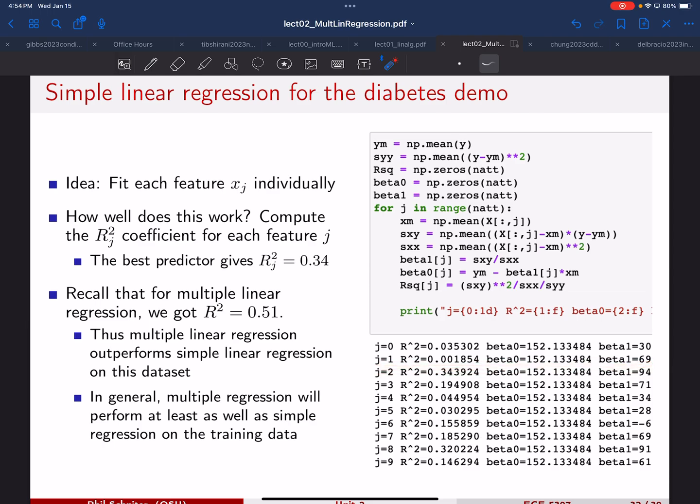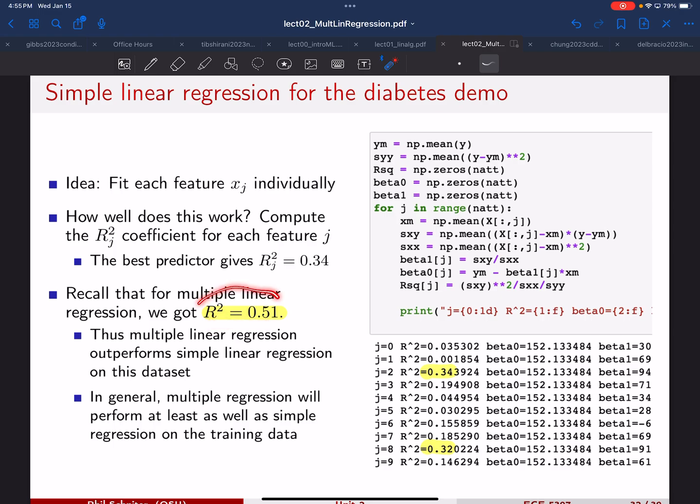Now, some of these other ones are better. You can see there's one with like 0.34, 0.32, but the important point is that none of them get up to 0.51. 0.51 is what you get when you use all of them together. When you use individual ones, you can get okay prediction for some of them, but you can't get this good.